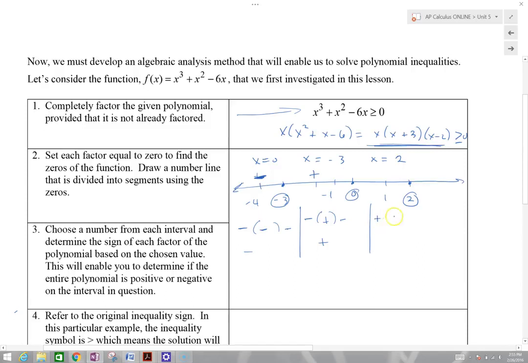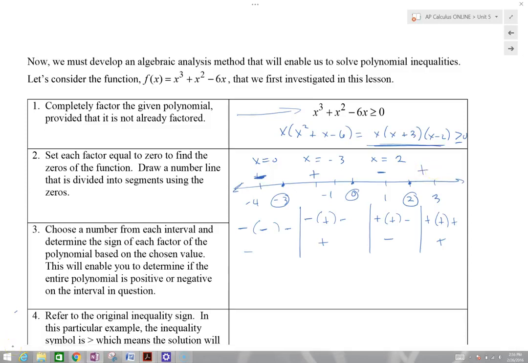And then we go ahead and pick 1. Well, 1 is positive. 1 plus 3, that's positive. And 1 minus 2, that's negative. So we're going to have negative in here. And then over here, I forgot to pick something. Let's pick 3. Well, 3 is positive. 3 plus 3 is positive. And 3 minus 2 is positive. So this is positive.